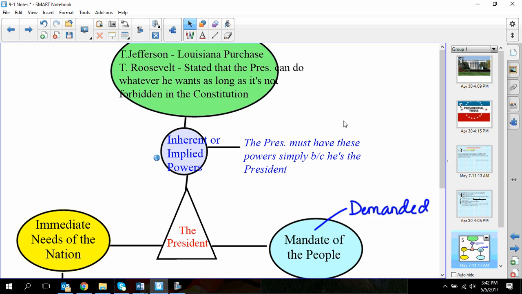Teddy Roosevelt in 1900 stated that the president can do whatever he wants as long as it's not forbidden in the Constitution. Now, there are a lot of modern scholars that would disagree with Mr. Roosevelt, and he greatly expanded the powers of the president. Not as much as his cousin Franklin did, but he said as long as the Constitution doesn't say it's illegal, then it should be legal.